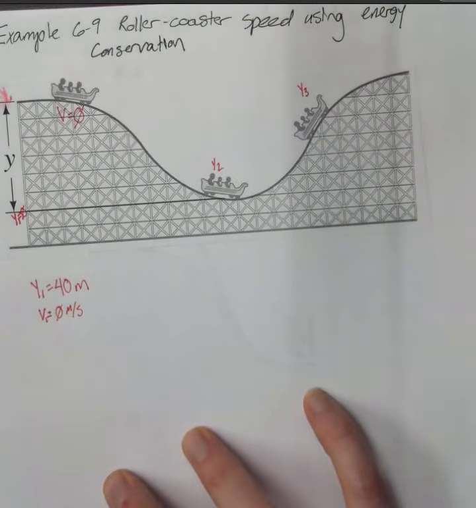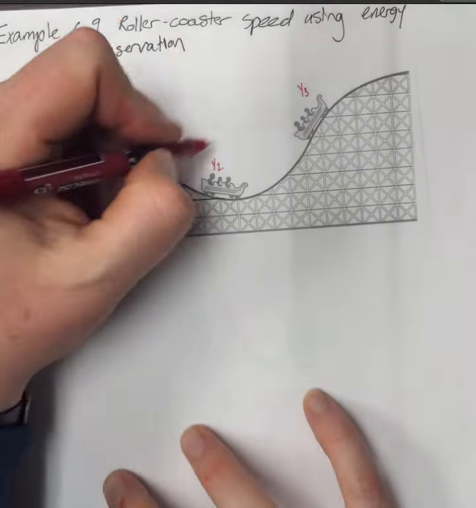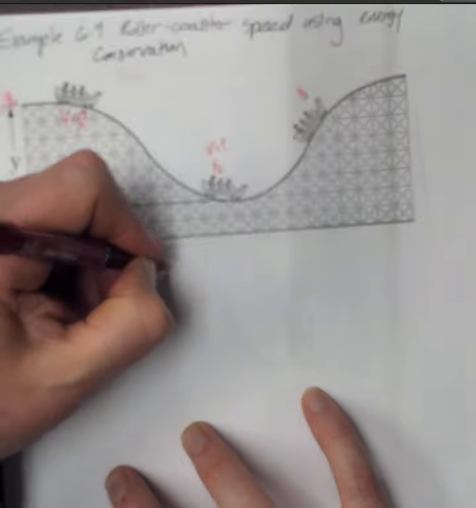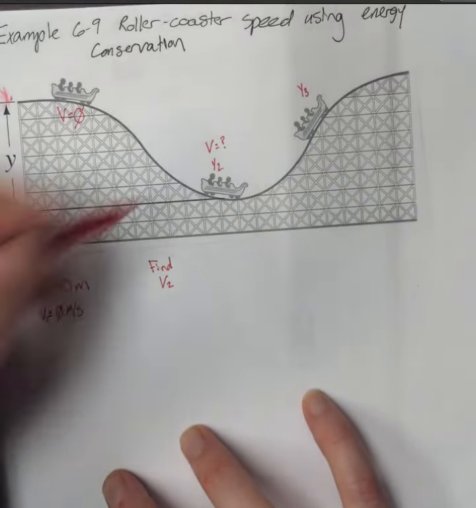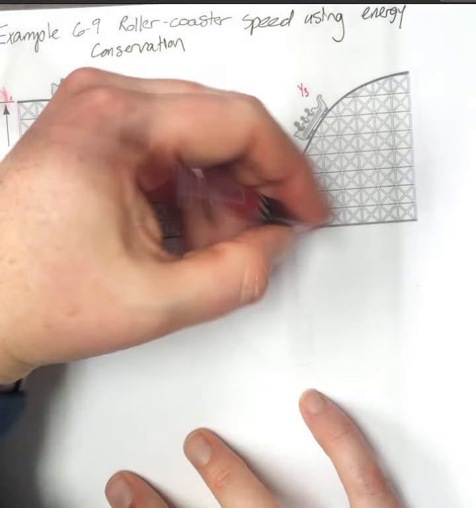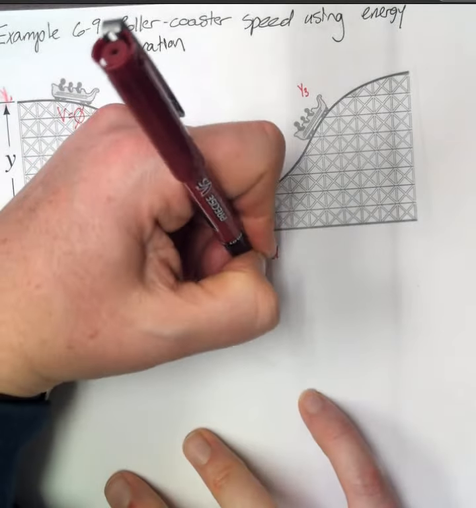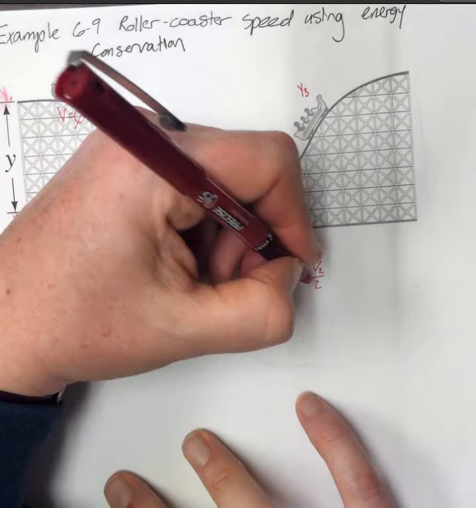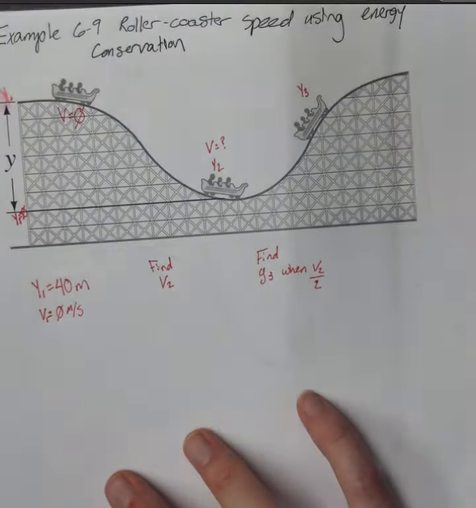If this is the situation and it's starting from rest, we can calculate the speed of the roller coaster down here at y2. So that means we're going to be finding v2 at y2, and we're also going to be able to figure out at what height it will have half of the speed. We won't be able to do that without finding out what that speed is, but we'll also be able to find out y3, which is when v2 over 2, or half of that velocity.